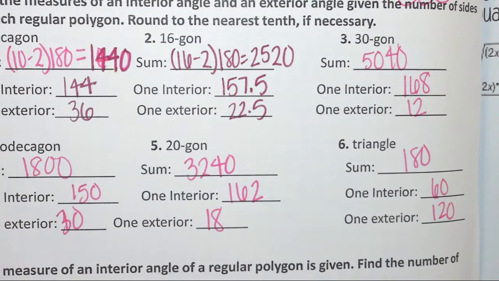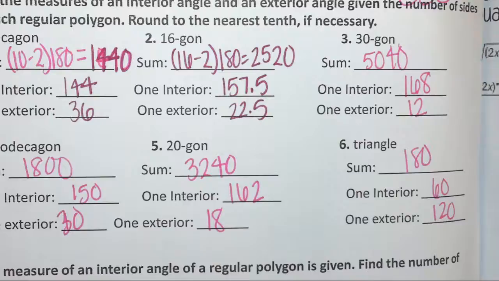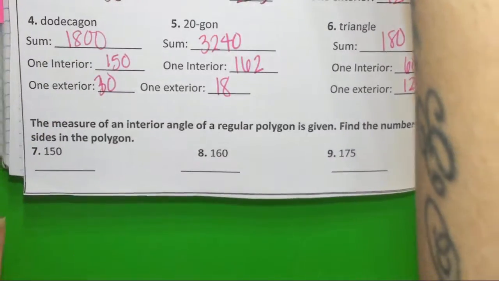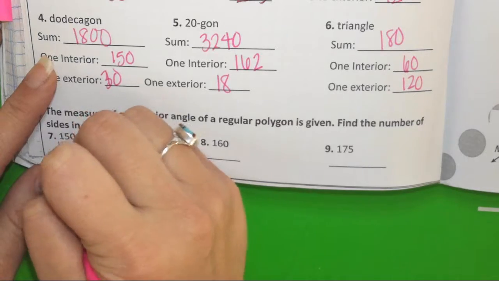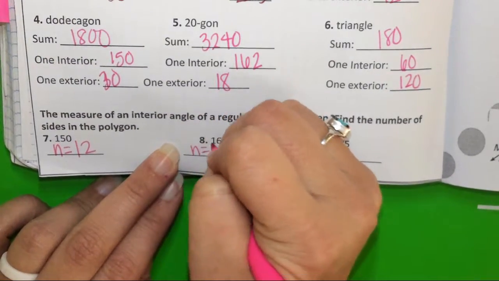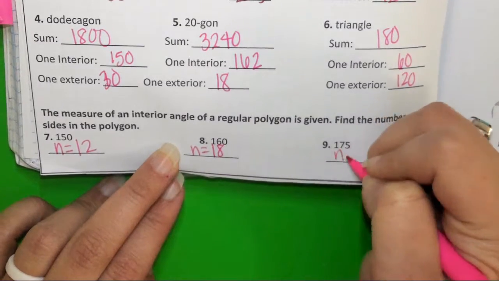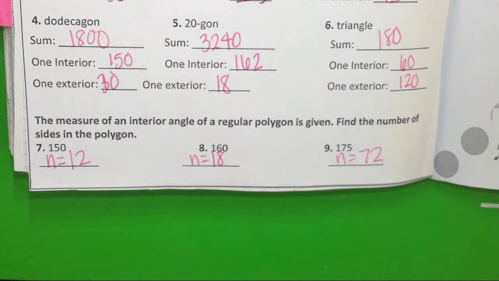Cameron, let me know when you're ready, son, because you have to put something in there. Okay, cool. All right, let's look at number 7. Number 7 should be n equals 12. All right, number 8. And number 9. Great job.